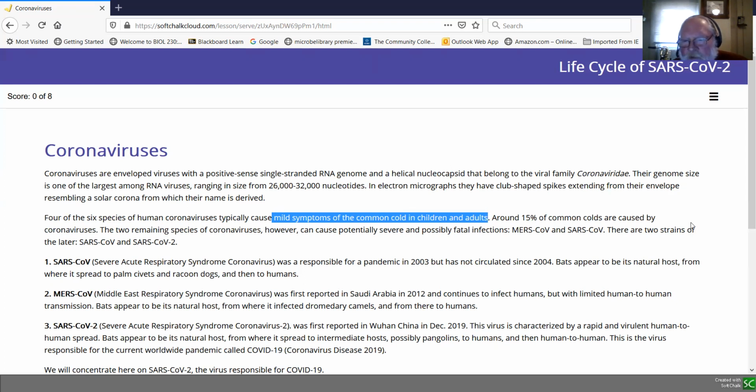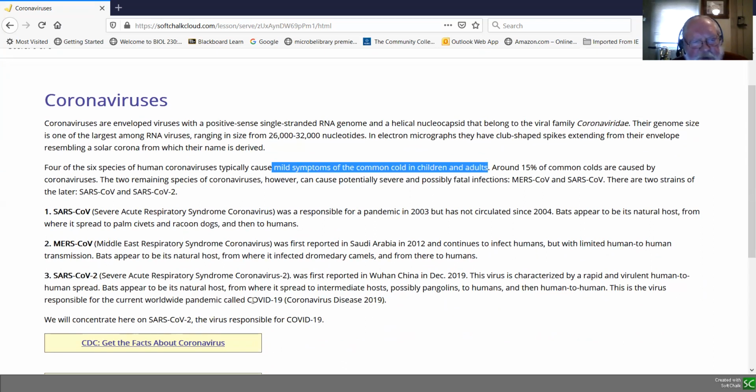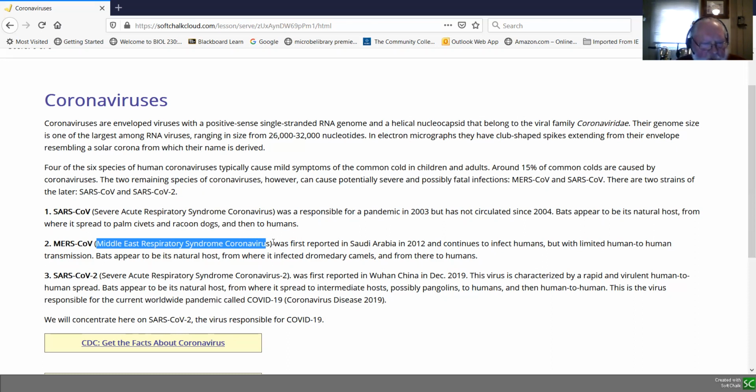They include MERS-CoV, SARS-CoV, and SARS-CoV-2. So let's look at the 3 potentially harmful ones here. SARS-CoV stands for Severe Acute Respiratory Syndrome coronavirus, and this was responsible for a pandemic that occurred in 2003, but it hasn't really circulated since about 2004. Then we have MERS-CoV, which stands for Middle East Respiratory Syndrome coronavirus because it was first reported in Saudi Arabia in 2012. But it had rather limited human-to-human transmission.